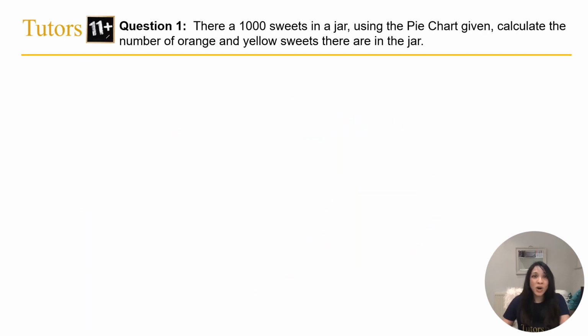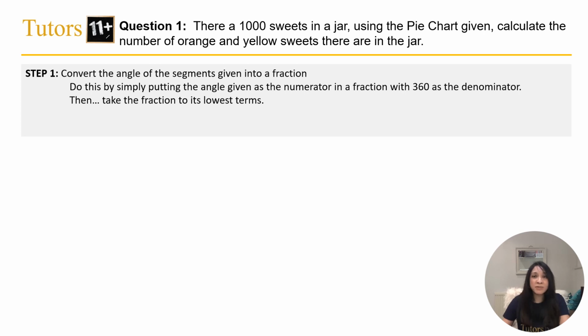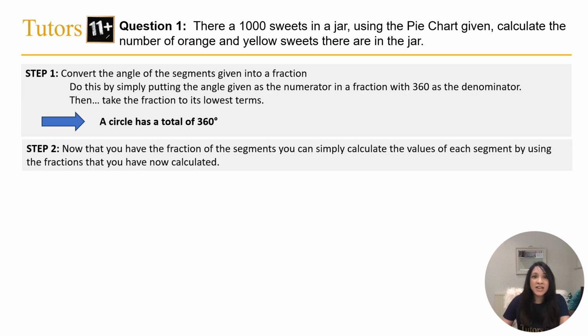So, step 1. Convert the angle of the segment into a fraction. To do this, when given angles, simply take the angle of the segment as the numerator of the fraction and 360 as the denominator. Why? Because 360 degrees is the total angle of a circle. Step 2. Using the fraction that you have just calculated, calculate the value by multiplying the fraction by the total. So, let's give it a go in practice.